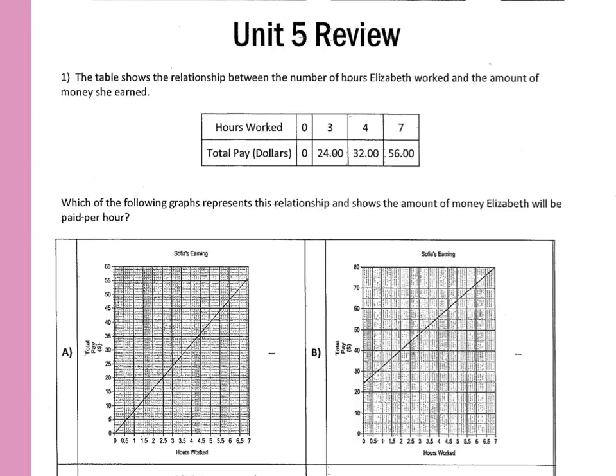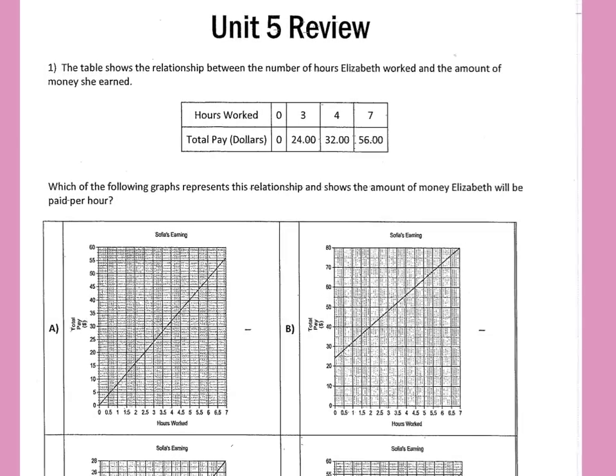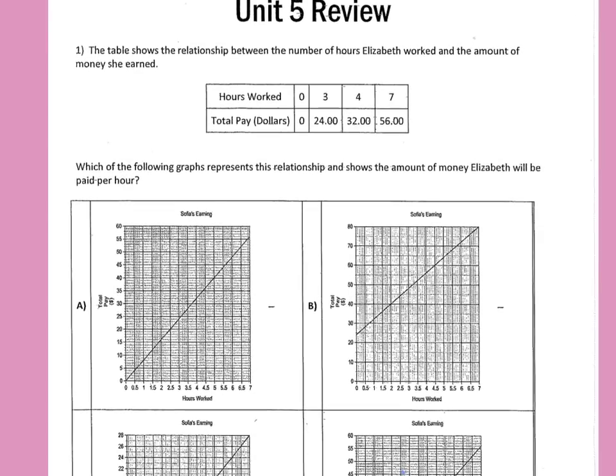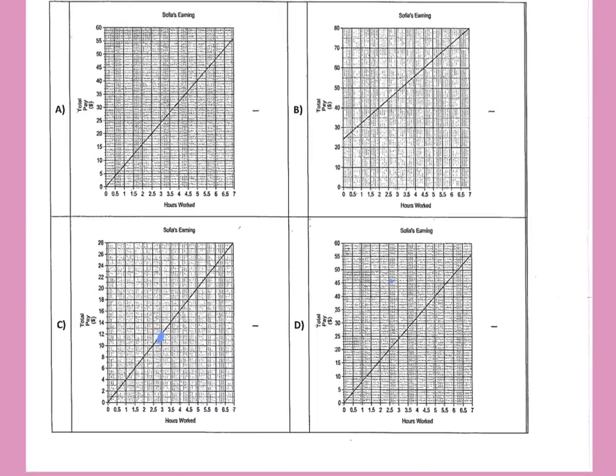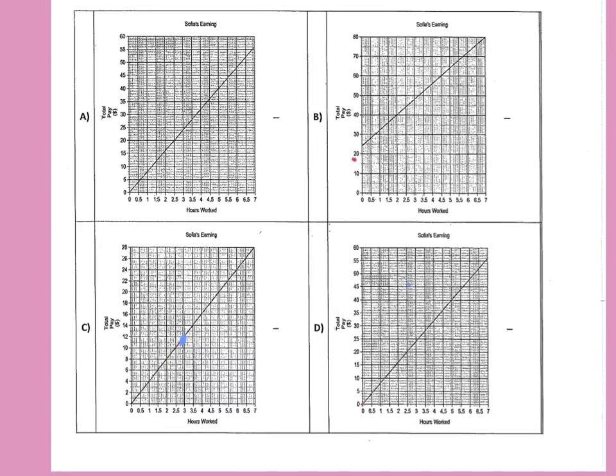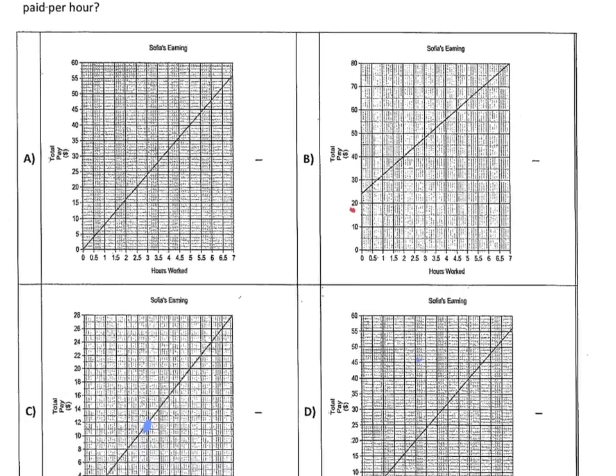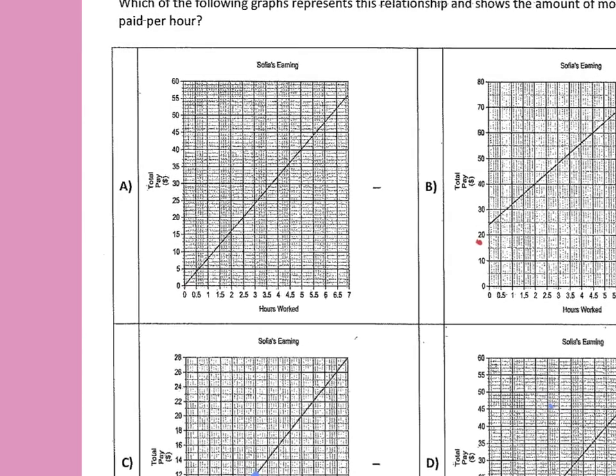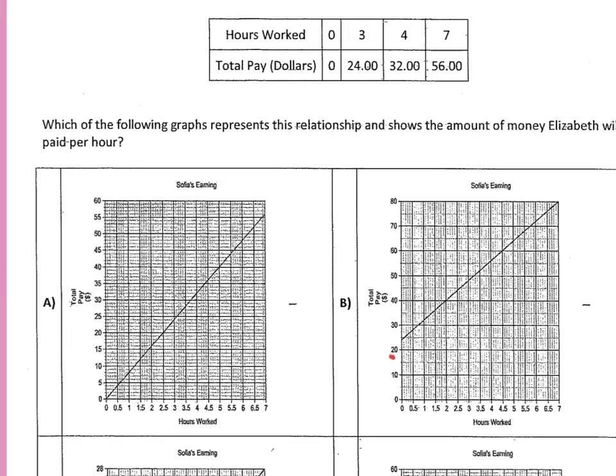I know the answer. First of all, if we've got 0, 0 in our table, that means it's got to go through the origin. So already I'm going to get rid of B, because all the other ones start at the origin, but B does not. Okay? So I get rid of B, because it doesn't go through the origin. It starts at 20.